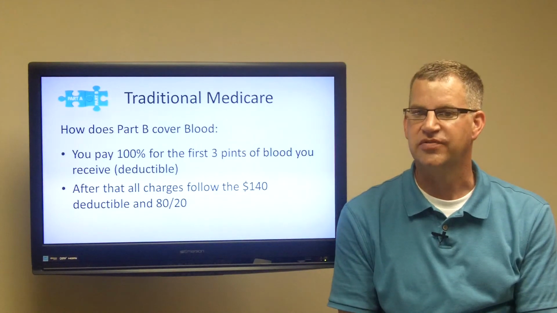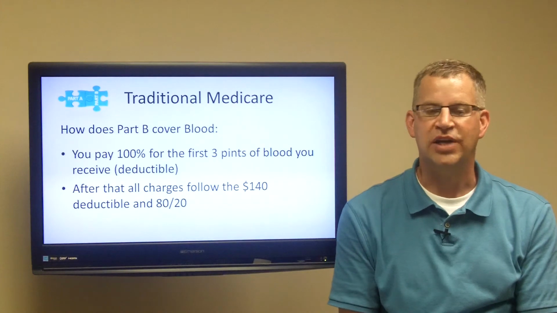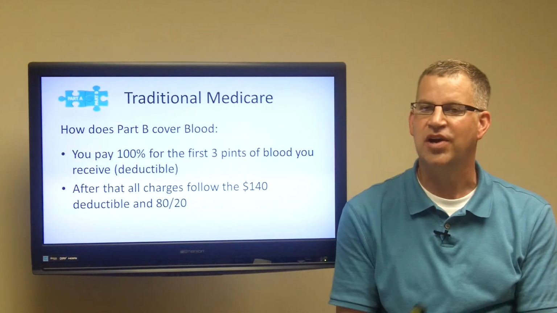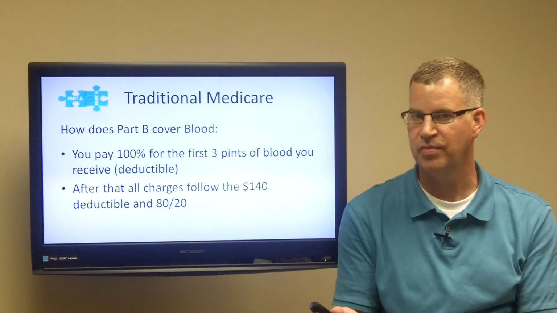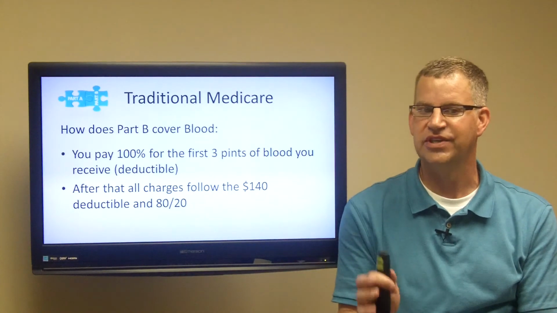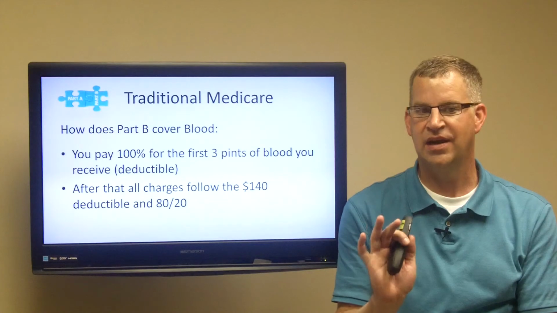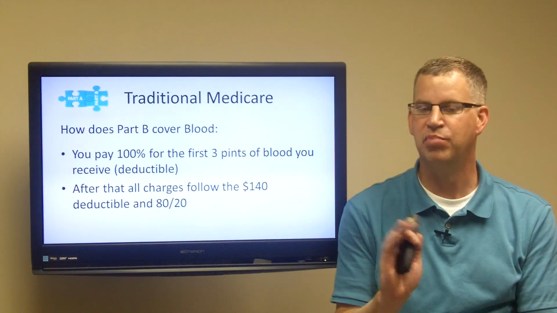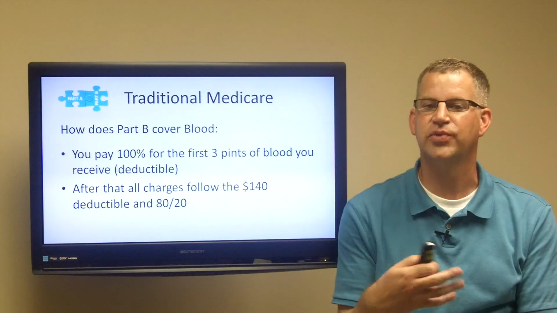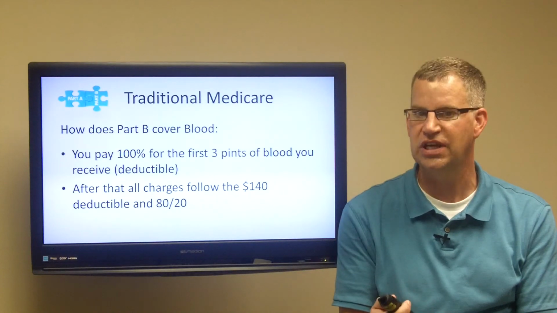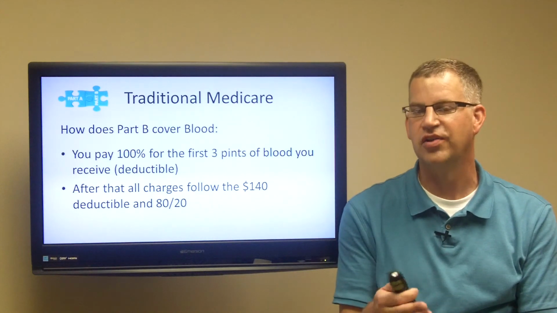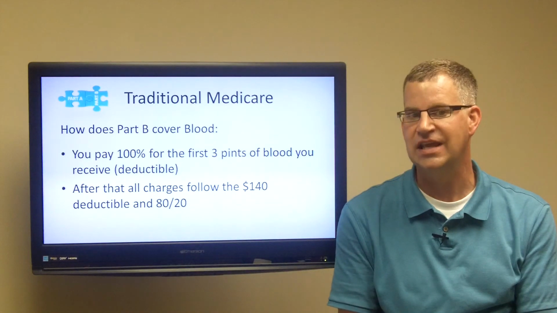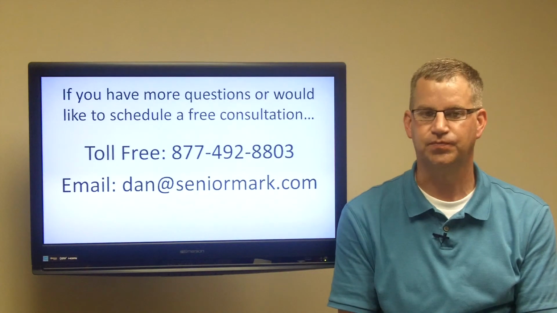When it comes to blood transfusions, they follow the same $140 deductible and then 80/20, just like all other Part B services. The only difference is Medicare has what they call a blood deductible. So the first 3 pints of blood you would receive, you would pay the full amount for that. The rest would fall under the $140 deductible and 80/20 after that.